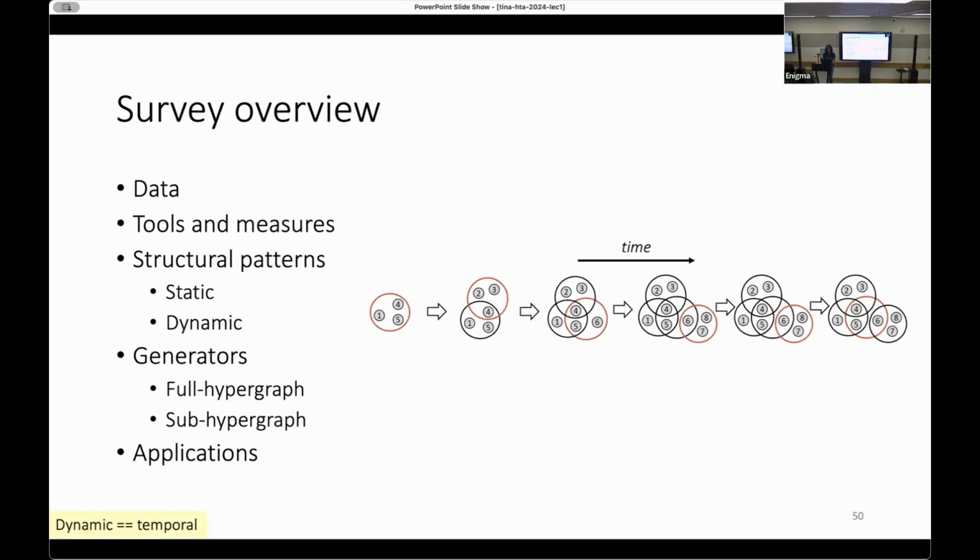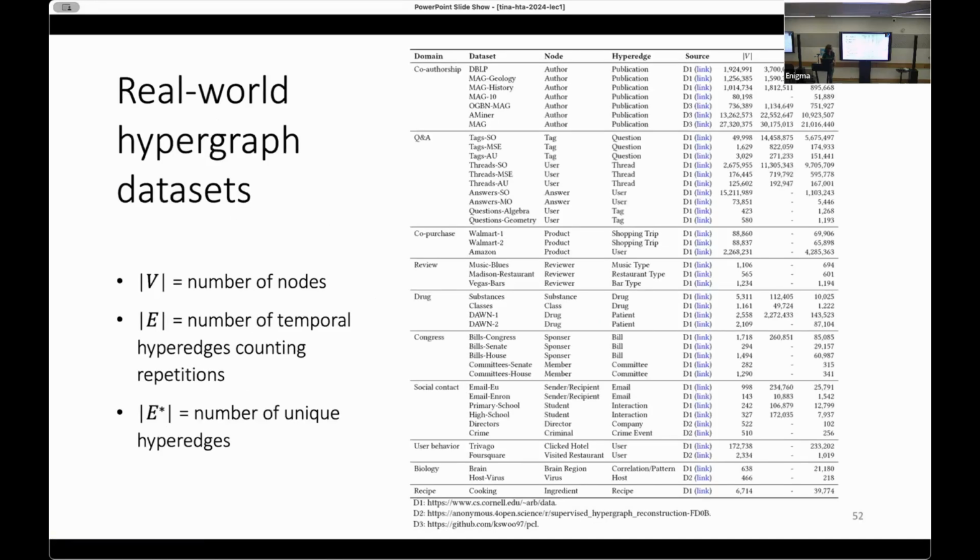And so the way that we're seeing this is that you have, for example, one paper, then another paper comes, then another paper comes. And so this is how your hypergraphs are being formed. I don't expect you to look at all of this, but the students did a really good job at breaking it up into, for example, the co-authorship domain, the Q&A domain, co-purchasing, review, drug, congress, social contacts, user behavior, biology, and recipe.